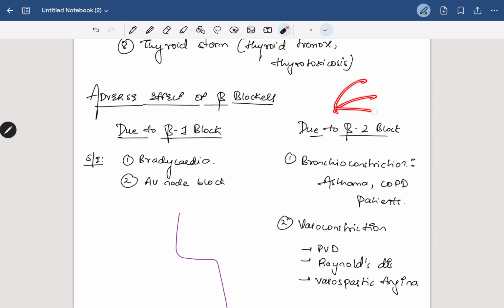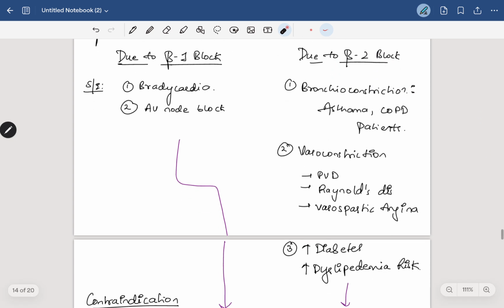Now, due to beta 2 block, where is beta 2 receptor present? It is present in 4 places. Recall: skeletal muscle, smooth muscle, pancreas, as well as liver, right? So it will lead to bronchoconstriction. Yes, because usually beta 2 leads to bronchodilation, but that effect is not happening because we are blocking that effect. So, what is happening? Bronchoconstriction.